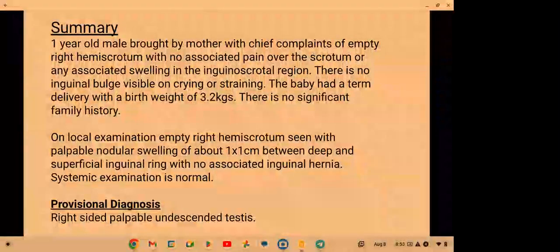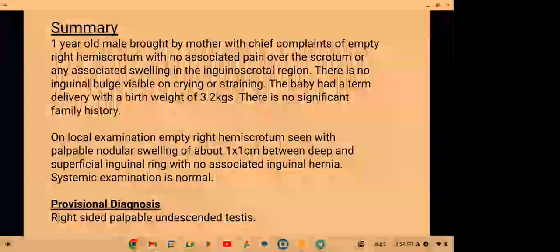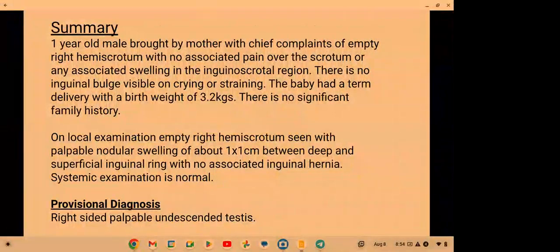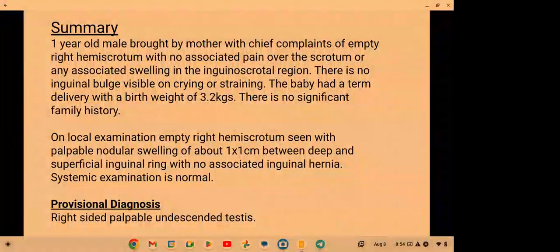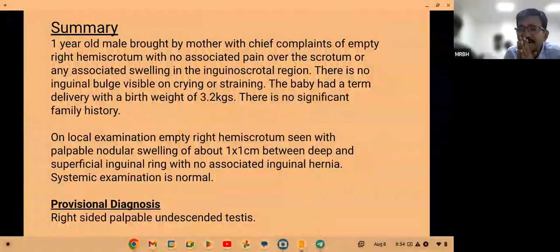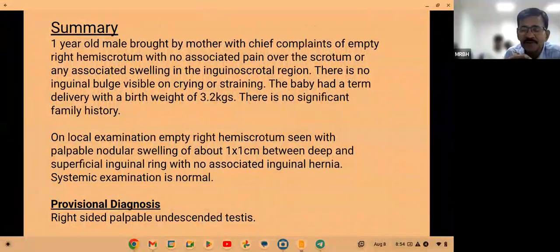Ma'am, the testicular artery arises from the abdominal aorta. It's only the vein which has got a different drainage. On the left side it drains into the renal vein. At what level does the artery come from the aorta? It is L1, L2 level.